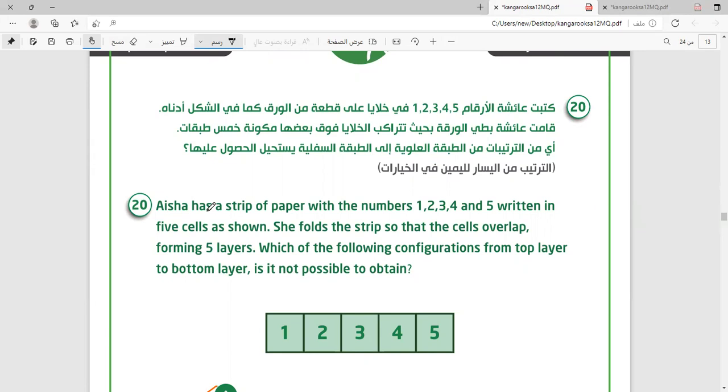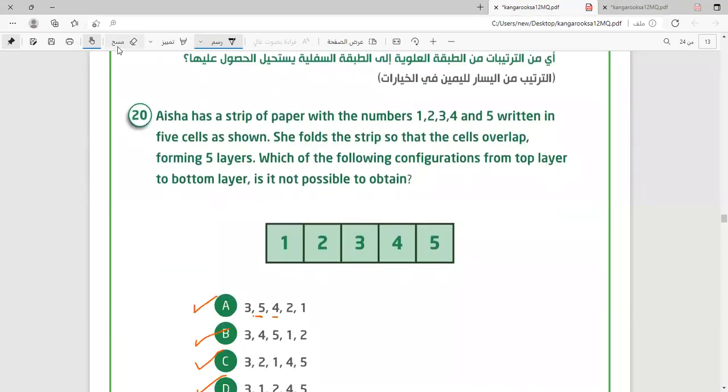Hisham has a strip of paper with the numbers 1, 2, 3, 4, until 5 written in 5 cells. So here it says that the question is so easy. We need to know where it starts, or how Aisha folds the paper. So it's easy.